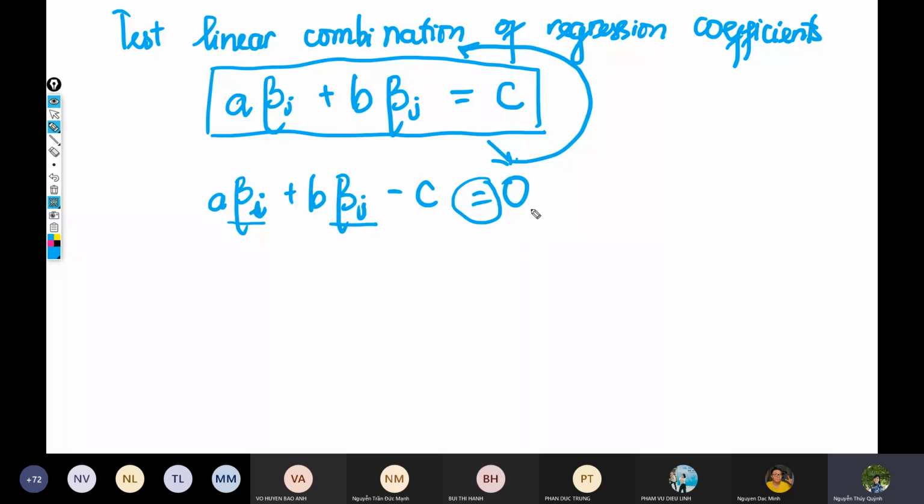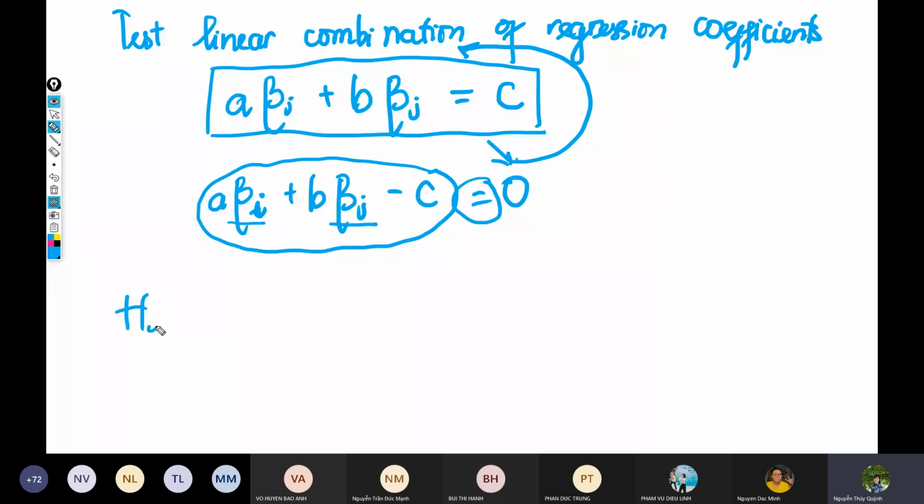So that's why we will not use the F-test anymore. We will use a t-test, like what we do when testing an individual regression coefficient. We will consider this one as an individual regression coefficient, and we will conduct a t-test for this one. And the most typical type of testing a linear combination of regression coefficients is that one.